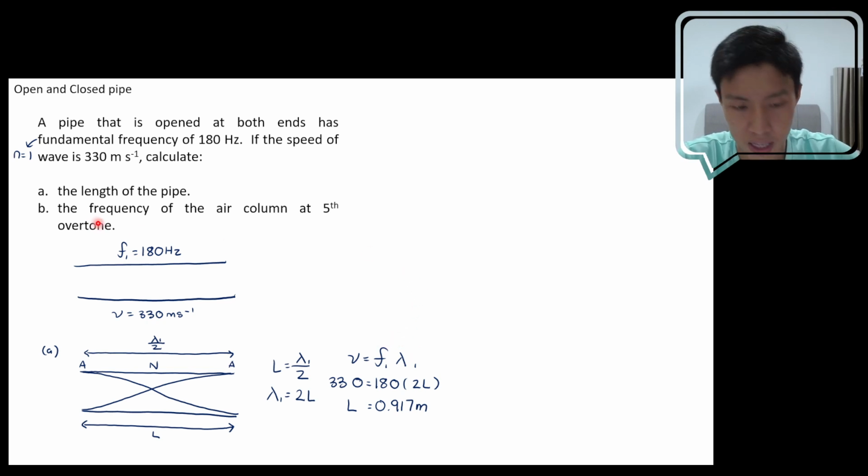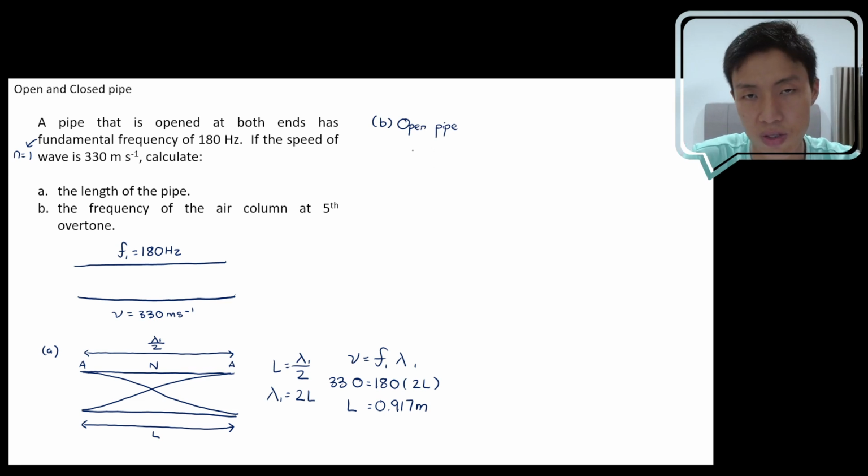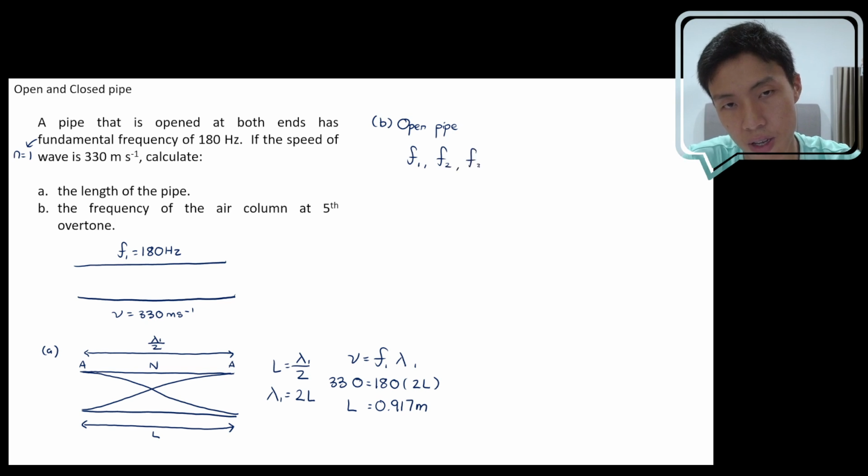Okay, next, the frequency of the air column at the fifth overtone. Again, when you see the word overtone, you have to be a bit more careful. Harmonic is easy: whatever number it is, that number is n. But if it's an overtone, you have to be very clear what kind of pipe you have. You have a pipe that is open at both ends, so this is an open pipe. For an open pipe, there's no need to worry about even or odd harmonics. You can just write down all the harmonics because they are all available: F1, F2, F3, F4, F5, F6.